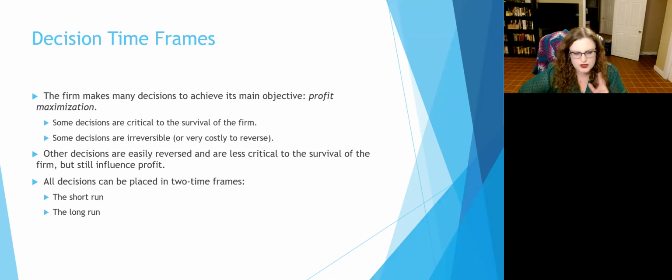Some decisions are critical to the survival of the firm. Some decisions are irreversible or very costly to reverse. So these are things we have to think about, because these are very serious decisions we're making when we're considering profit maximization. Other decisions are more easily reversed and less critical to the survival of the firm, but they still influence profit. We need to think about this in two different bins, right? The short run and the long run.